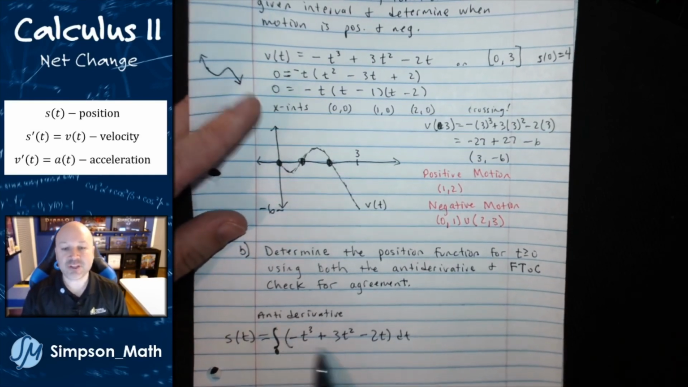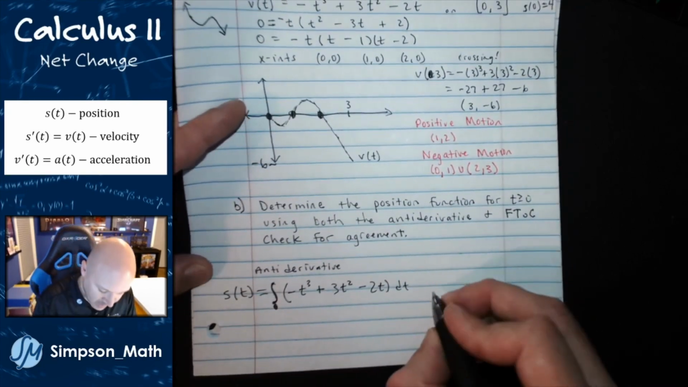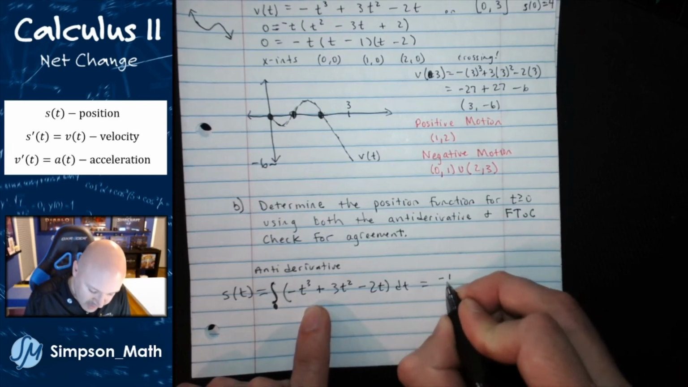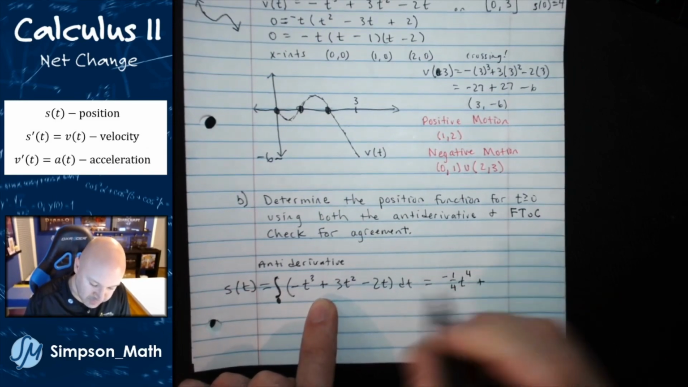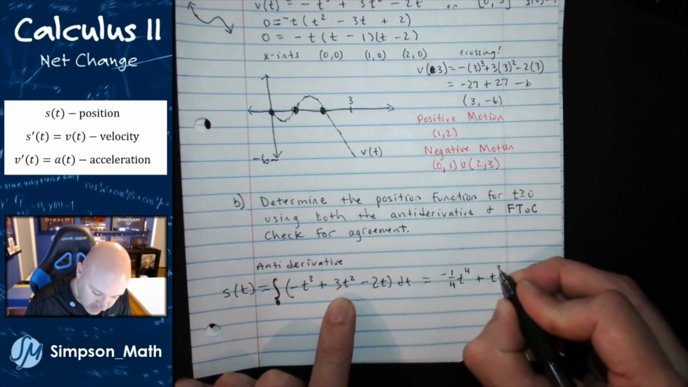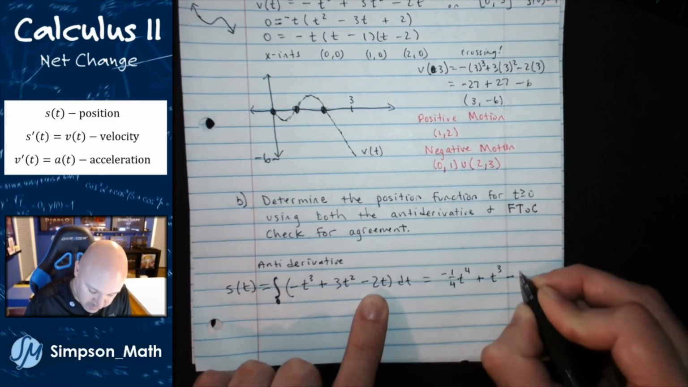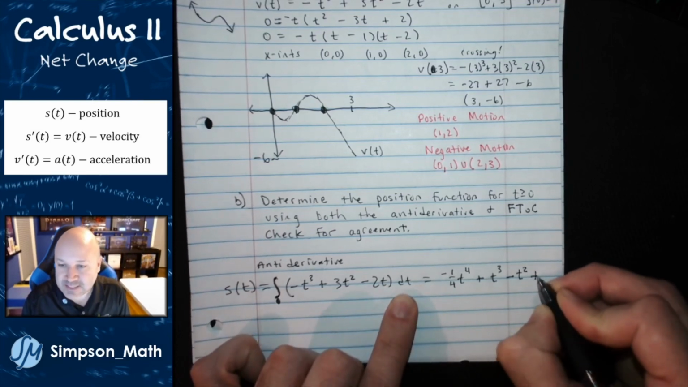Okay, integration is a linear operator, so I can do these independently. And these are all power rules. I'll have a negative 1/4 t to the 4th plus, all those reduce, so leaving me with t cubed minus, that reduces, t squared, and then I would have a plus c.